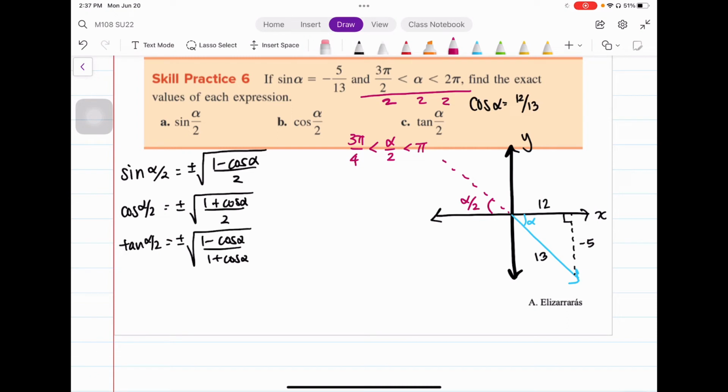And so in the second quadrant, our x is negative, but our y is positive. And so our cosine is going to be negative, our sine is going to be positive, and our tangent is going to be negative.